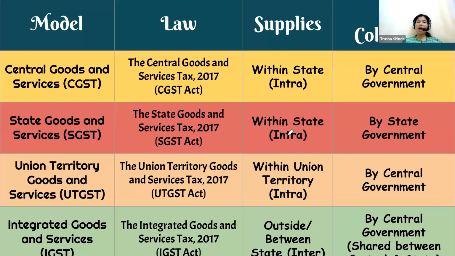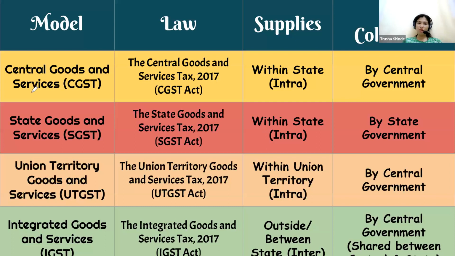Okay, so now in this, what you have understood is the law process. I mean, the laws which have been enacted, and the supplies. So there are two types of supplies, that is your intra supplies and your inter supplies. If we ask you the question, what is intrastate supplies, then what will be your answer? Where the supplies are within your state, and there are types of taxes covered.